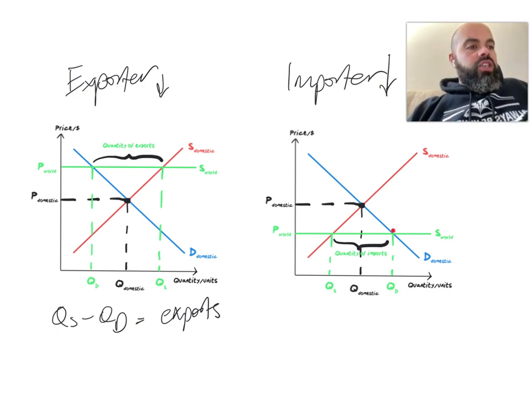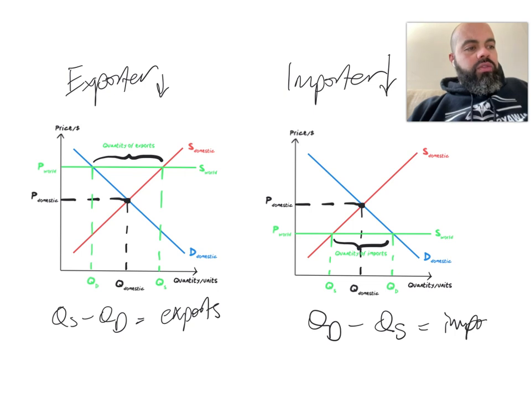The intersection of the world supply curve and the domestic supply curve gives us the quantity that domestic producers are selling, while the intersection of the world supply curve and the domestic demand curve gives us the quantity that domestic consumers are buying. Now, if domestic producers are selling QS and domestic consumers are buying QD, then consumers must be buying the difference from somewhere else, from the rest of the world. So this is the quantity of imports. Remember, the quantity of imports is QD minus QS.